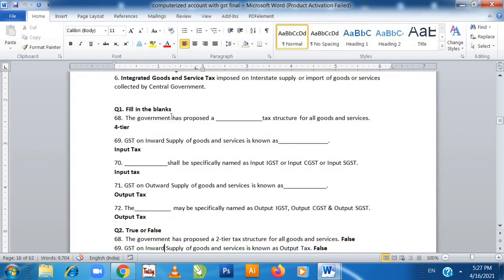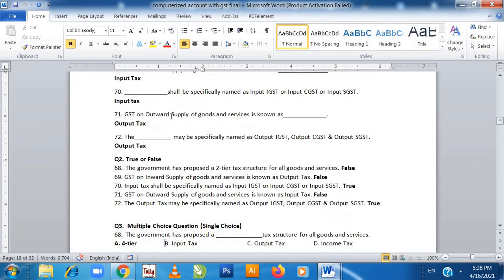Now we'll see the fill in the blanks. The government has proposed a dash tax structure for all goods and service. Answer is 4-tier. GST on inward supply of goods and services is known as dash. Answer is input tax. Dash shall be specifically named as input IGST or input CGST or input SGST. Answer is input tax. GST on outward supply of goods and service is known as dash. Answer is output tax. The dash may be specifically named as output IGST, output CGST and output SGST. Answer is output tax. Now based on the fill in the blanks, here is the true or false.